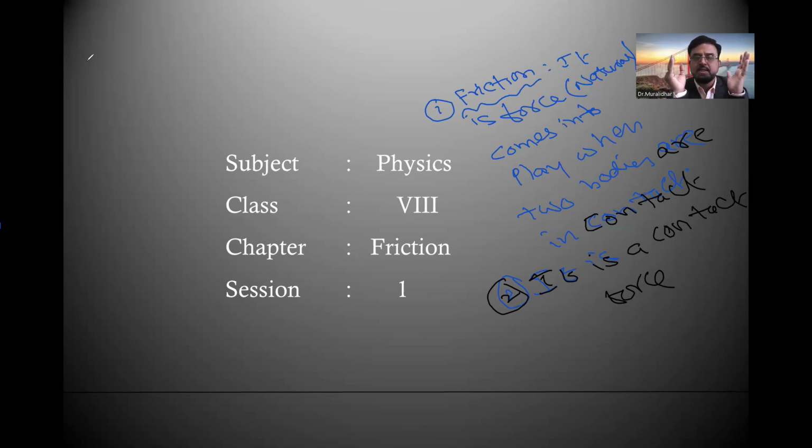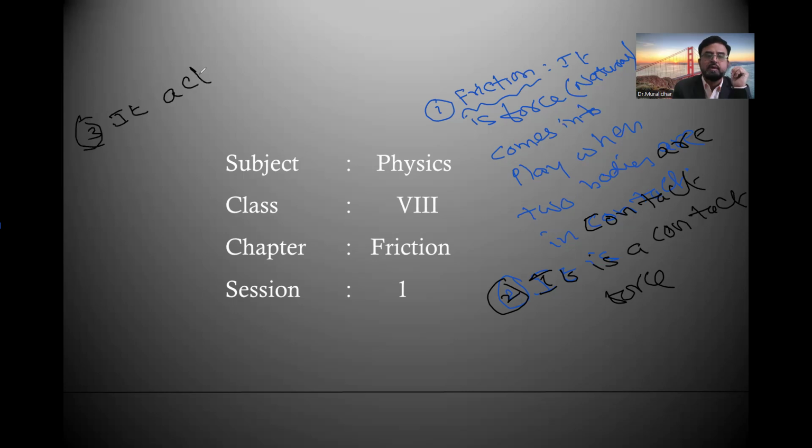Imagine if there is no frictional force, I cannot even hold a pen. The holding of the pen is possible because of frictional force between my fingers and the pen. If frictional force is not there, the pen will fall down. You cannot walk also. A very important force.